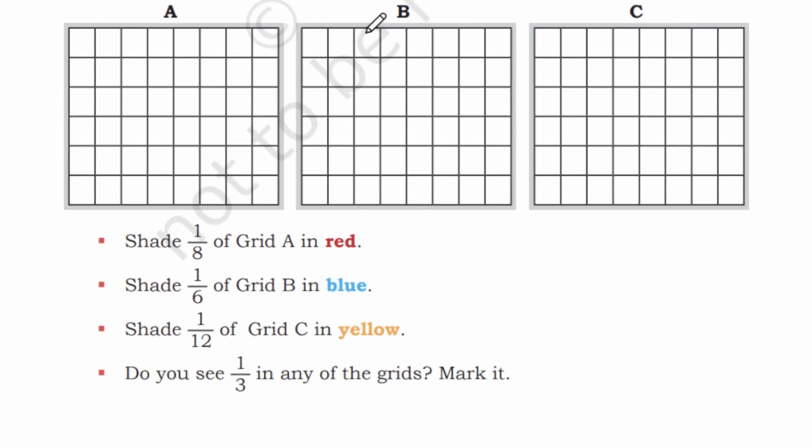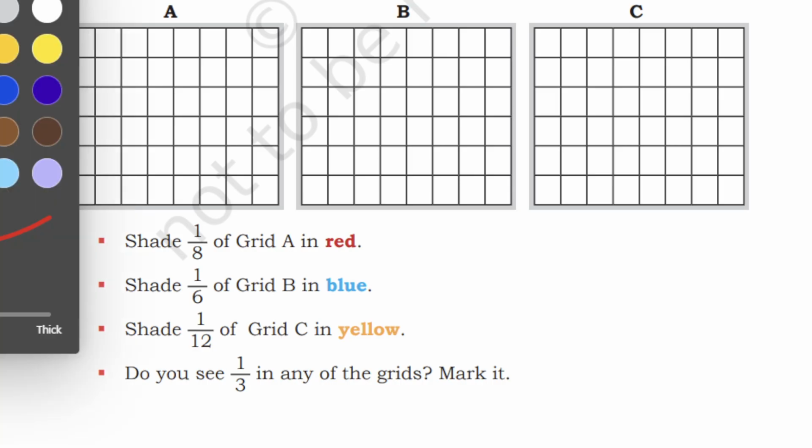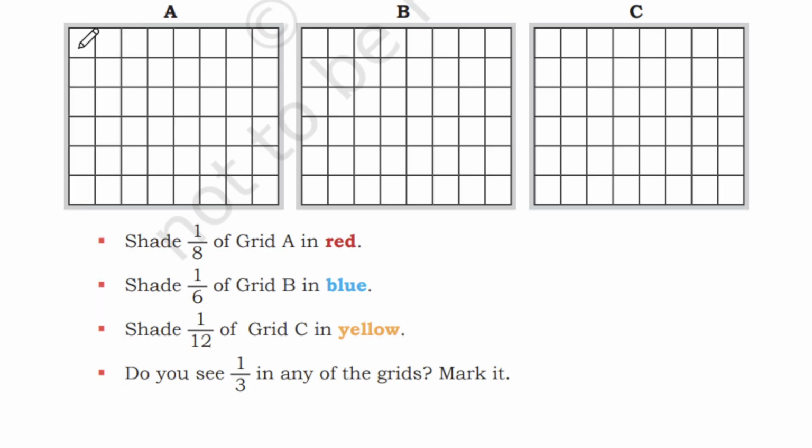Okay. So next is playing with grid. So we have grid A, grid B and grid C. Shade 1 by 8 of grid A in red. So in the top we have 1, 2, 3, 4, 5, 6, 7, 8. I'll count in black. So 1, 2, 3, 4, 5, 6, 7, 8. On this side 1, 2, 3, 4, 5, 6 only is there. So this is 8. So you have to shade 1 by 8 of the grid. So let me rub everything. So 1 by 8 in red color.